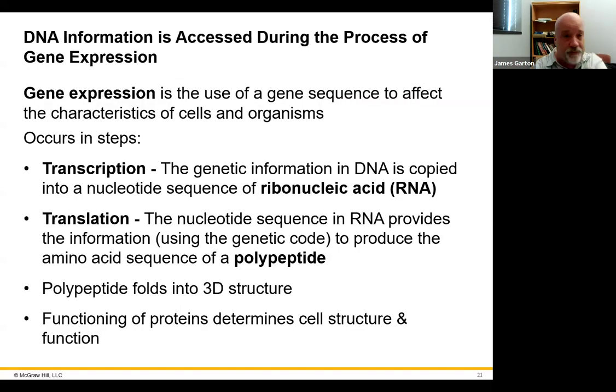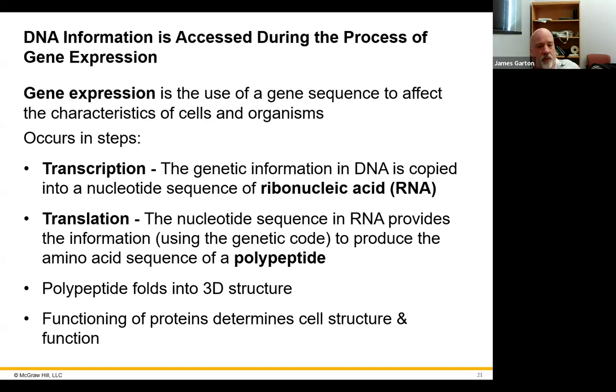And so DNA information is utilized through gene expression. And gene expression is simply the use of a gene sequence to determine characteristics of cells and therefore organisms. And it occurs in a few steps. The first step is always transcription, and that is converting the DNA sequence into an RNA sequence.